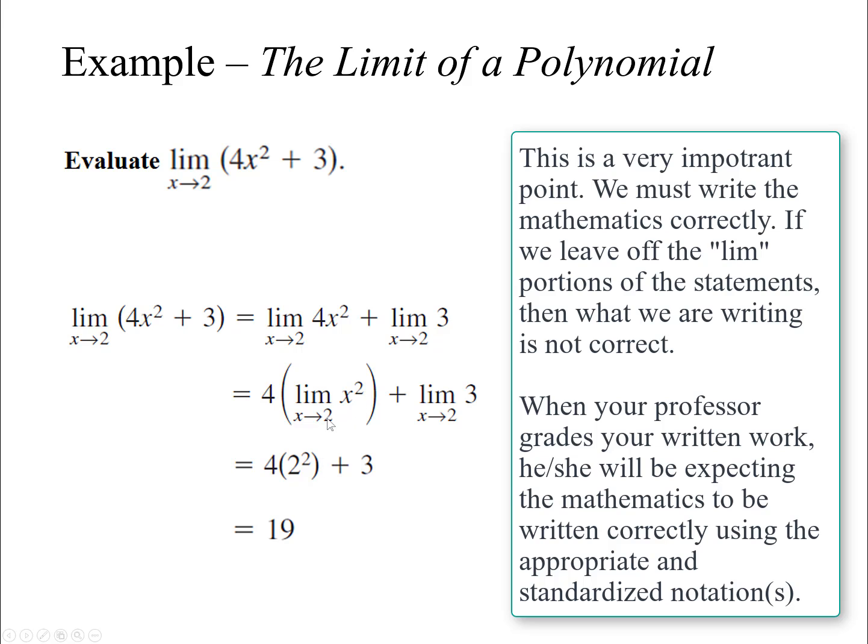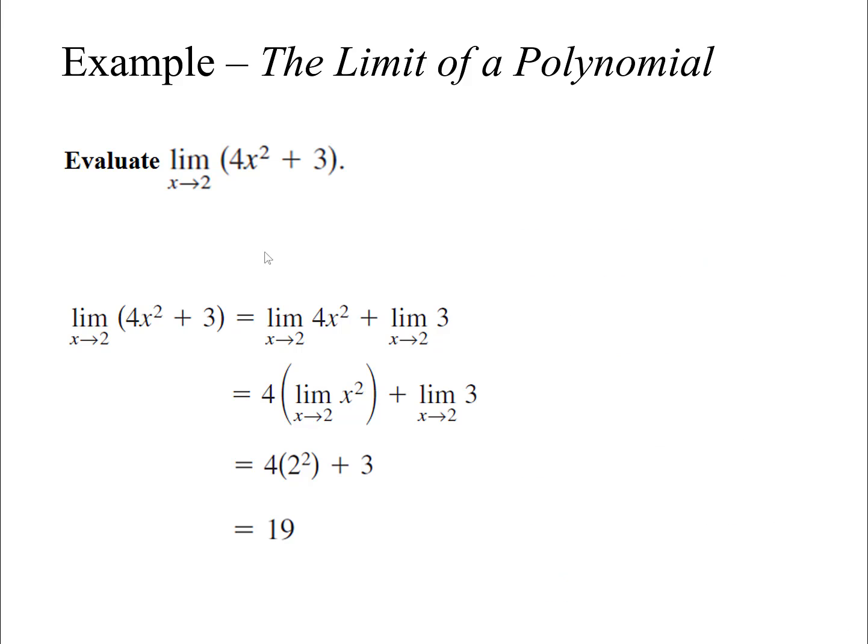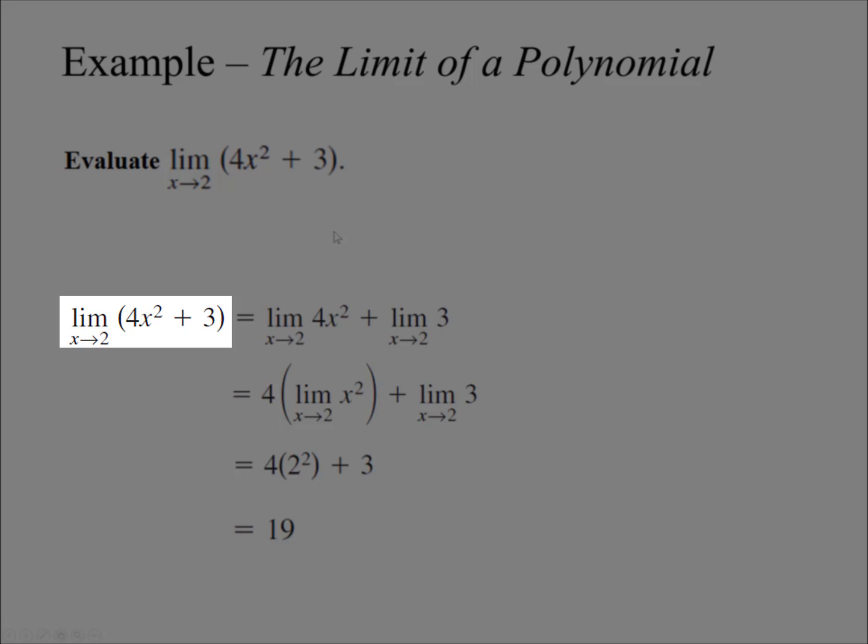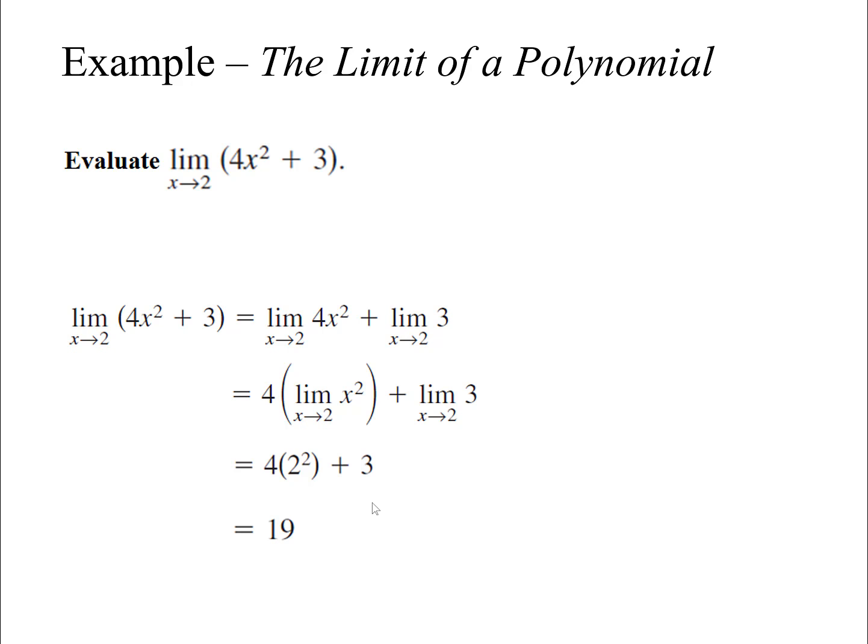Namely, I'm plugging in. I plug in the 2 to the x squared to achieve the 4, or 2 squared, which is 4, and then I plug in the 2 to the constant function 3, yielding 3. Again, you might say, well, how come I can't just plug in on the first step? Of course you can, but in terms of this presentation, I haven't developed that theorem yet. That theorem will be coming in a few moments.